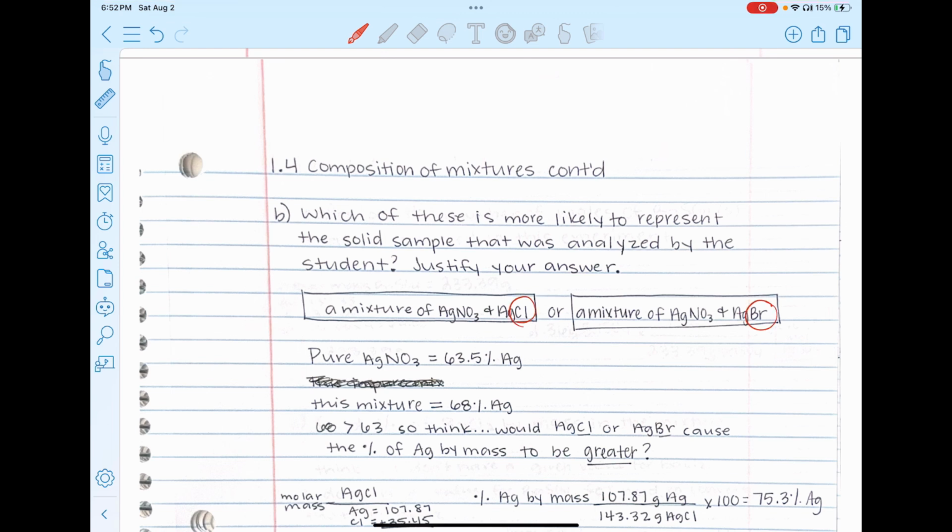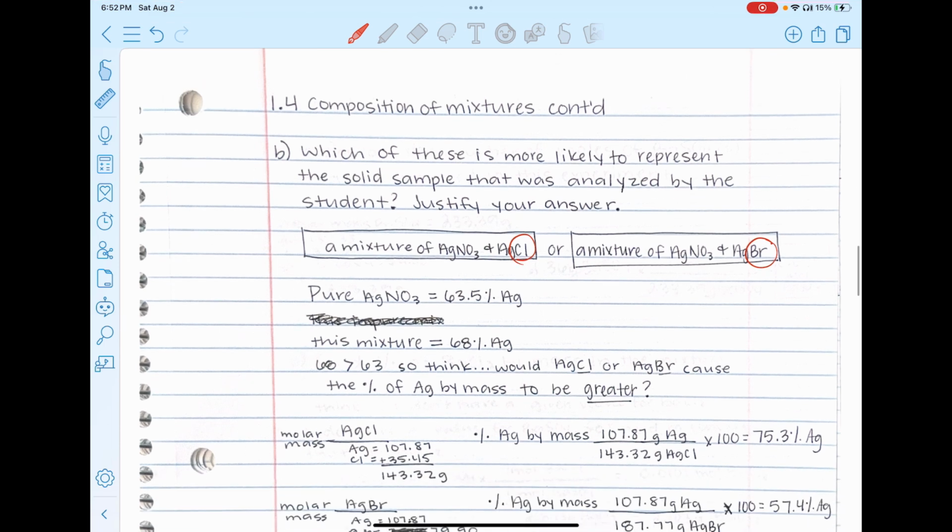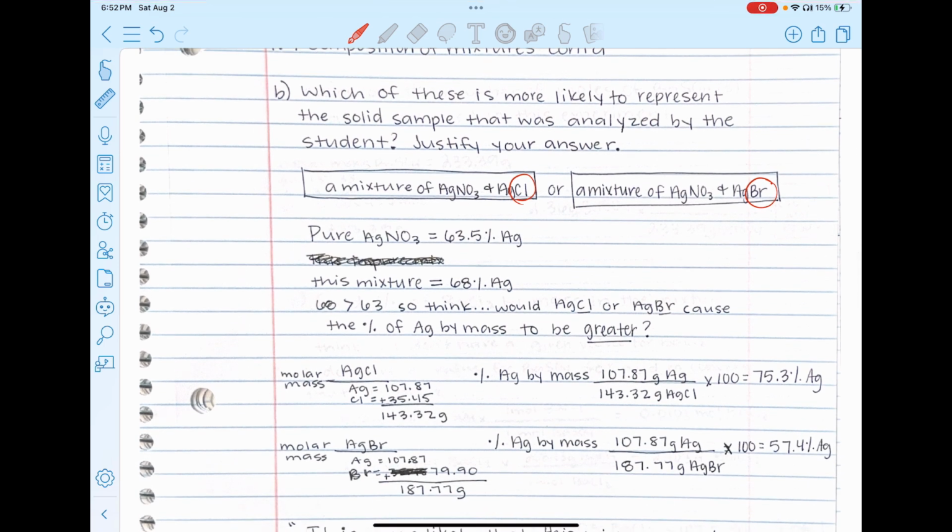Now, those are the difference makers. So let's think about this for a minute. If we know that pure silver nitrate is 63.5% silver, figured that out. This mixture is 68, we just said that because the student analyzed it and found that, given in the problem, right? Given, we just found that with math, our calculations. We know that 68 is greater than 63. So again, is it going to be chlorine or bromine to cause that percentage to be greater?